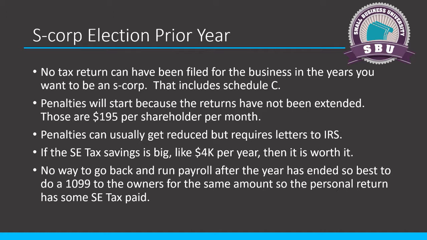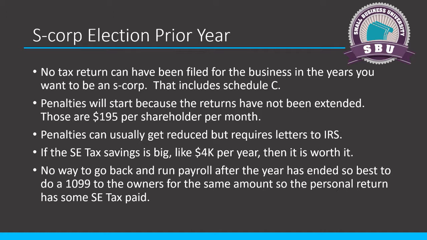Penalties for not filing an S-Corp return on time, which you're immediately going to have if you're doing these late filings, at least back more than a year, because all of a sudden they were due March 15th of the previous tax filing season, and the penalties start as soon as the election is created. So those are $195 per shareholder per month. Penalties can usually get reduced, but requires a letter to the IRS. If the self-employment tax savings is big, like at least $4,000 per year, then it's usually worth it. If you're going to save them $1,000 by going back that way, I probably wouldn't do it. I probably wouldn't risk it, really.